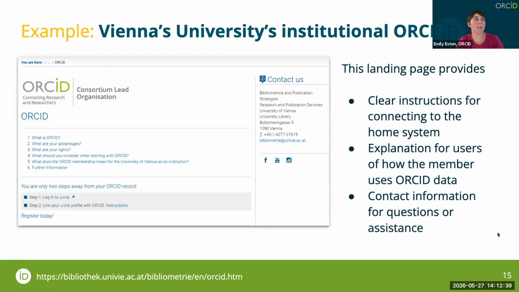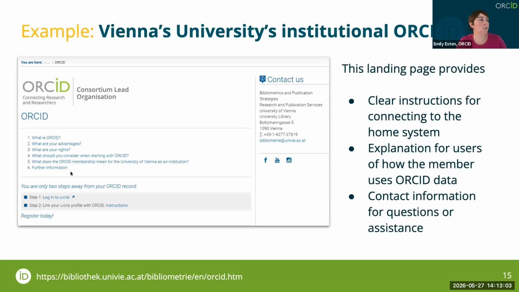And the third example I'll provide is from the University of Vienna and their institutional ORCID page. What I like about this page is that it again has clear instructions for connecting to the home system. In this case, they only have 2 steps: 1, log into the research information system, and then 2, link your profile with ORCID. I also like that they have an explanation here for users about how they're using ORCID data within their system.